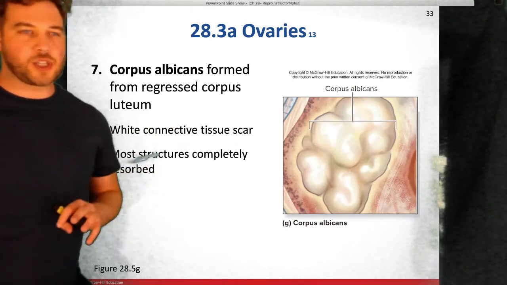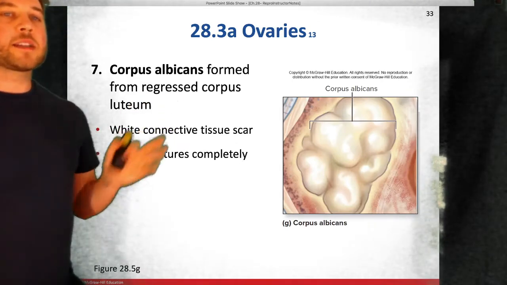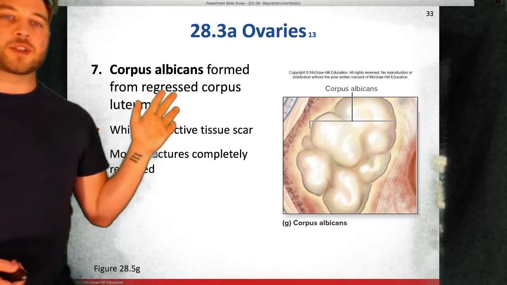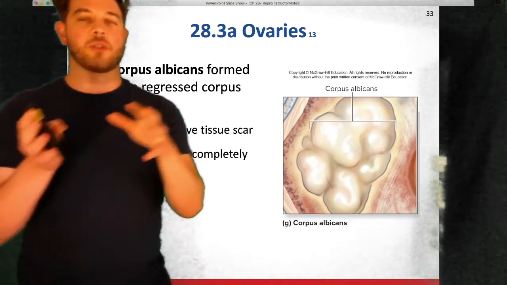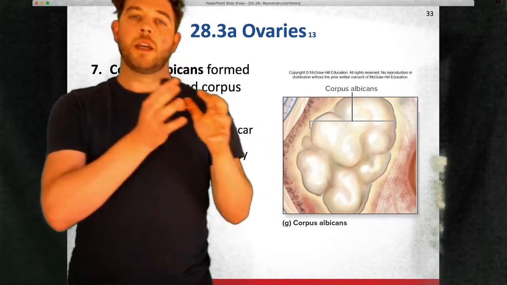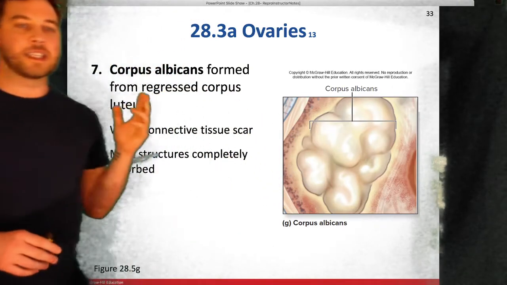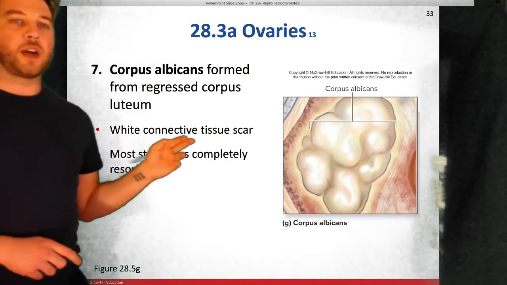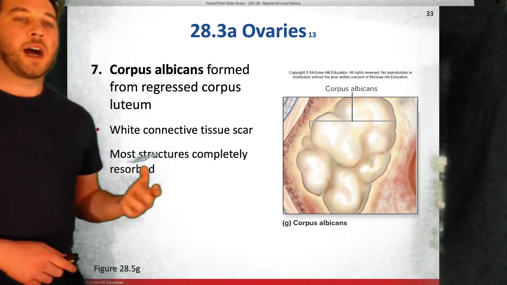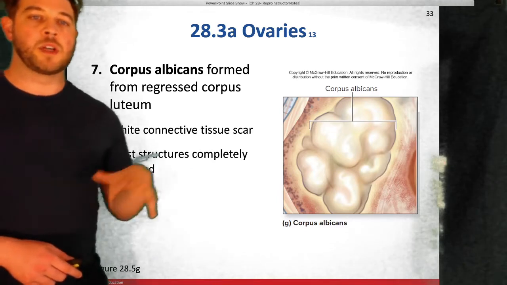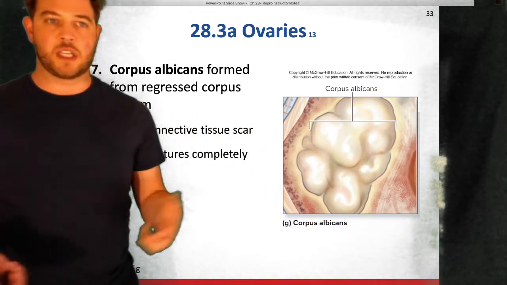Different stuff if fertilization doesn't happen. The corpus albicans is formed from the regressed corpus luteum, so that's just one of those distinctions. The corpus luteum is a transformation from a mature follicle to a corpus luteum. The corpus luteum to the corpus albicans is a regression. You have connective tissue that starts to replace your functional tissue, and most structures are completely restored. It stops secreting any kind of hormones.